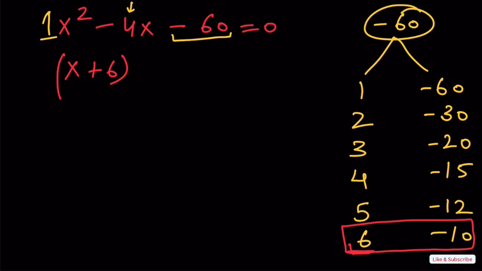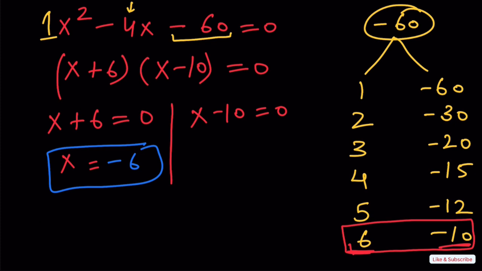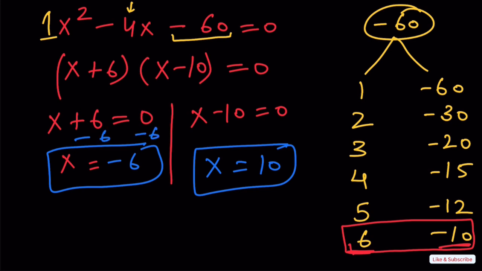This is x plus 6 we got. And the other thing is going to be x minus 10. And that's equal to 0. Either the first expression equals 0 or the second expression equals 0. Take 6 to the other side. That gives me x equals negative 6. Take this 10 to the other side. That gives me plus 10. Or in simple words, here I subtracted 6 on both sides and I added 10 on both sides. And I got x equals negative 6 and x equals 10 as the answer.